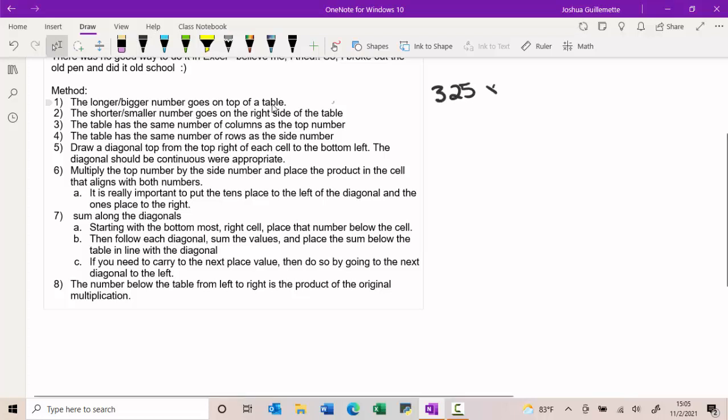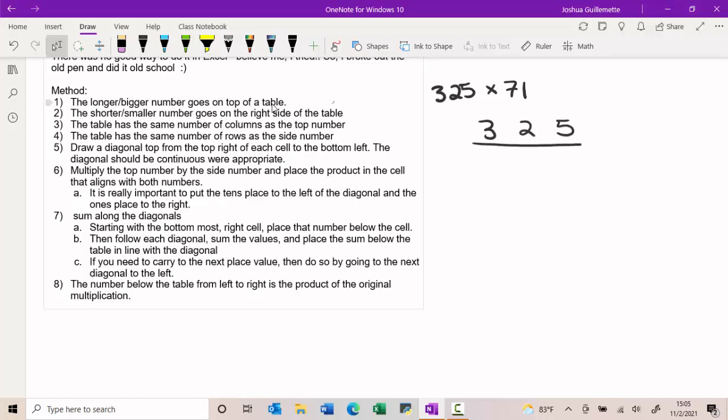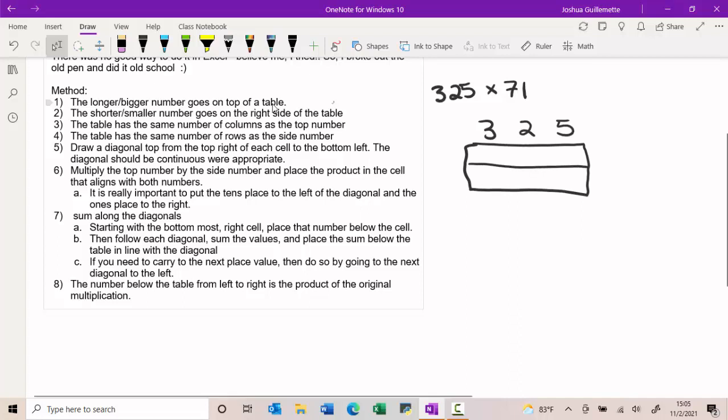325. We're going to multiply it by 71, okay? So, the longer, bigger number goes on top of the table. So, I'm going to put 325 on top of a table. Now, I already know that I'm going to have two rows, all right? So I'm going to draw those.